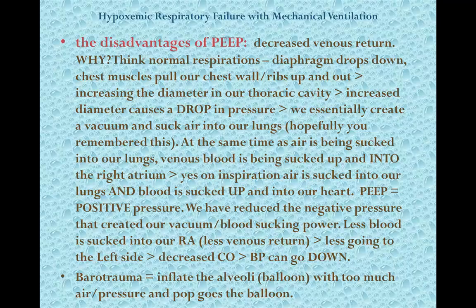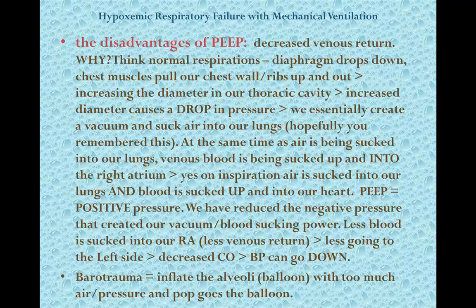Now, at the same time that air is being sucked into the lungs, this vacuum or this negative pressure that's inside the thorax will also suck up blood. This is how venous blood can be returned to the right side of the heart against gravity. That negative intrathoracic pressure helps blood be sucked up into the right atrium, which will then go to the right ventricle, to the lungs, and so on and so on.